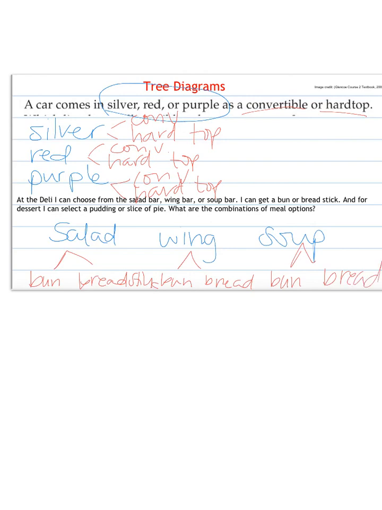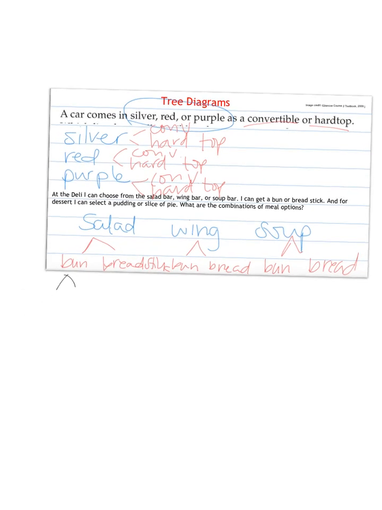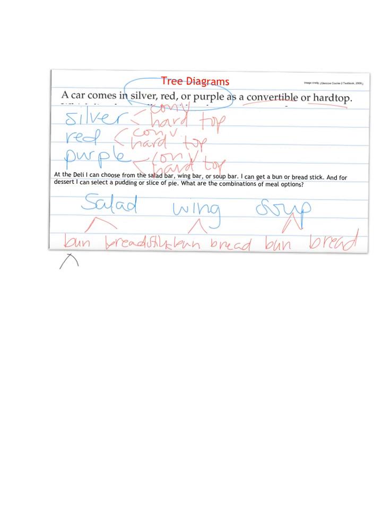Okay. Now let's say I chose salad and bun. Then I could choose either, I'm just going to zoom out a little here. I could choose pudding or pie. Let's say I chose salad and a breadstick. I could choose pudding or pie. Again, I'm just abbreviating them.